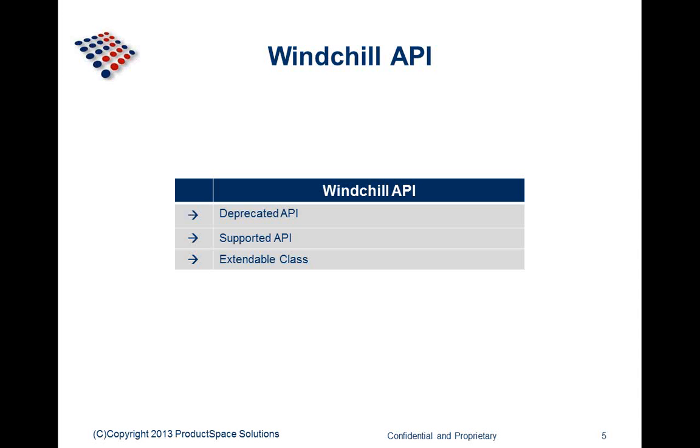Windchill provides Java documentation that tags whether a specific class or method is deprecated, supported, or extendable. It is recommended to follow the Windchill Java documentation to identify if a specific class or method can be used in customization.